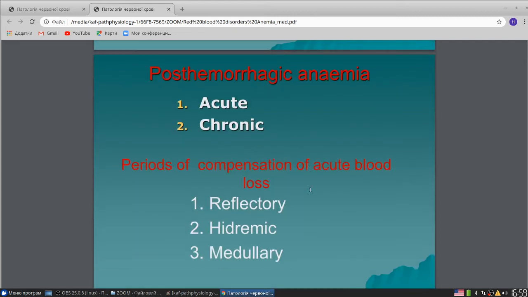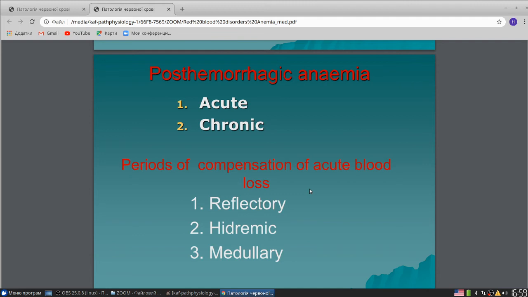Post-hemorrhagic anemia can be subdivided into acute and chronic. Acute is massive blood loss at one time, and in blood loss we have three periods, three changes in our body depending on compensation, and they are characterized by changes in blood. It will be the refractory or emergency stage, the hydraemic stage, and the medullary form of anemia.